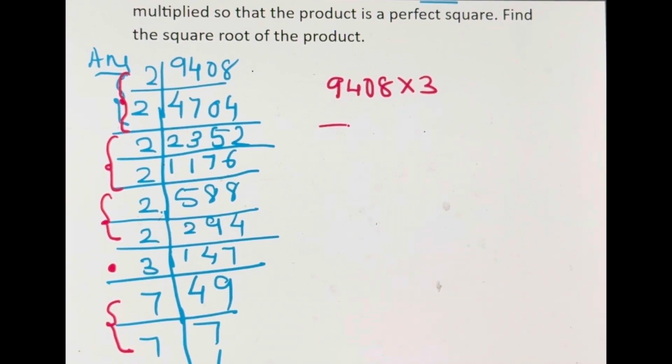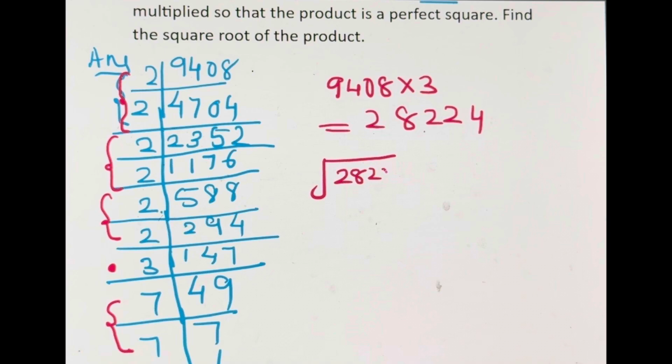And if we multiply this, what do we get? 28224. That would be a perfect square number. Now they have also asked us to find out the square root of 28224.